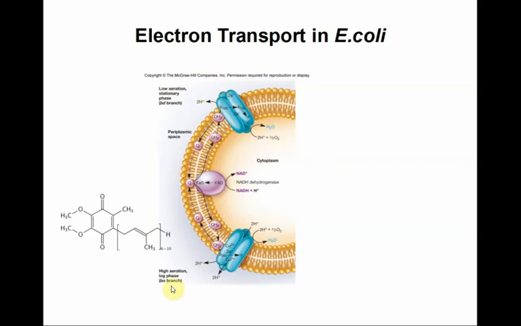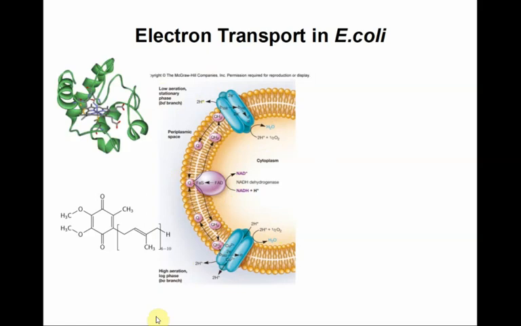Whereas the BO complex has a low affinity for oxygen, but it's useful because as well as transferring the electrons that come from coenzyme Q onto oxygen, it will also export a couple more protons, so it's better for producing a proton motive force. So cytochromes, what are they?